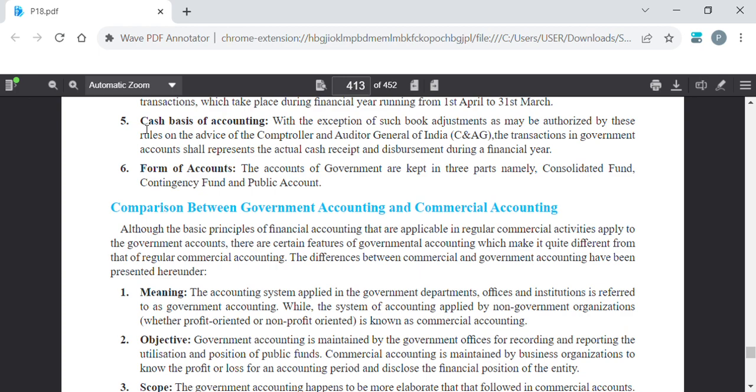Although the basic principles of financial accounting that are applicable in regular commercial activities apply to government accounts, there are certain features of governmental accounting which make it quite different from that of regular commercial accounting.